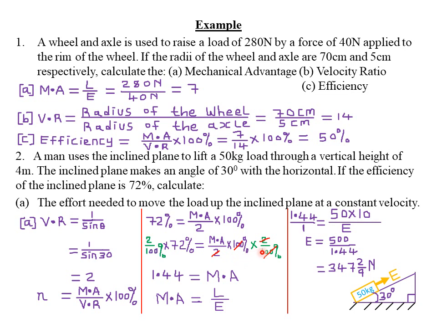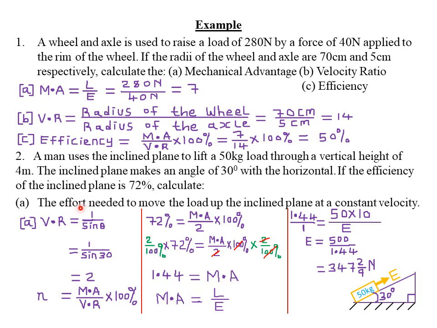So I multiply both sides by the reciprocal of 100% over 2, so that I only remain with mechanical advantage, because the reciprocal and 100 over 2 will simply cancel each other. The other side I also multiply by 2 over 100%. So the 2 and 2 cancel, 100% and 100% cancel, so that I remain with mechanical advantage. Therefore, mechanical advantage will be equal to, remember percent and percent will cancel out, 2 times 72, which gives 144. Then 144 divided by 100 gives 1.44 as our mechanical advantage.